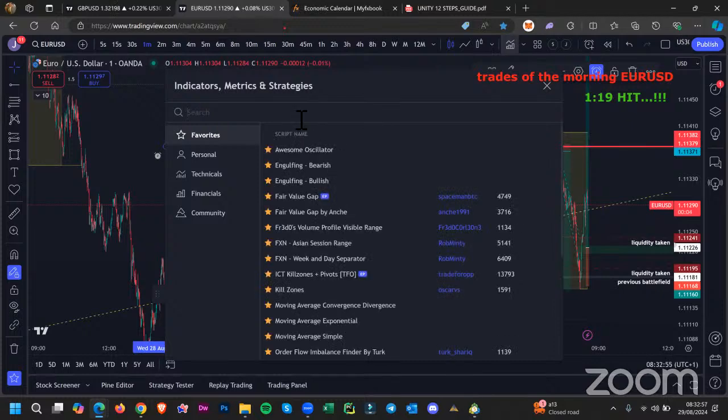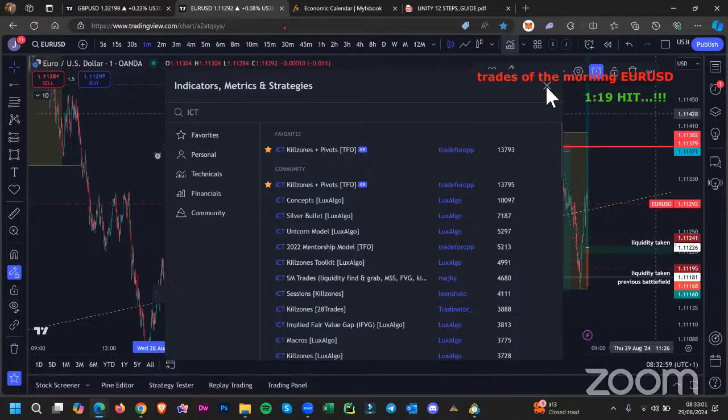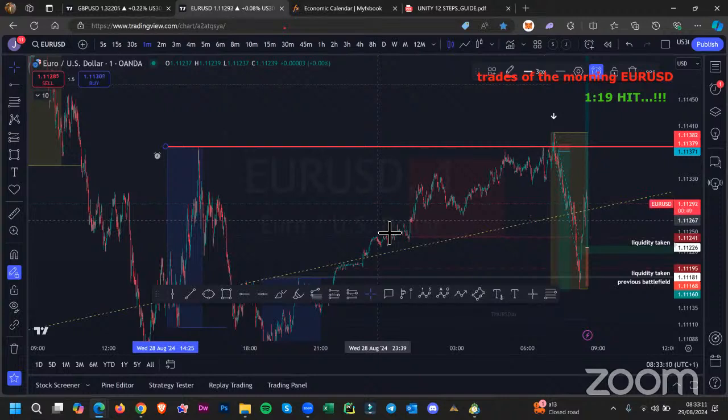All right, you go into your indicators, you say ICT kill zones. That's going to give you the different sessions. It's not an indicator per se. I don't really use any indicators, to be fair. Maybe sometimes I have a look at an EMA, but I don't use any indicators per se.